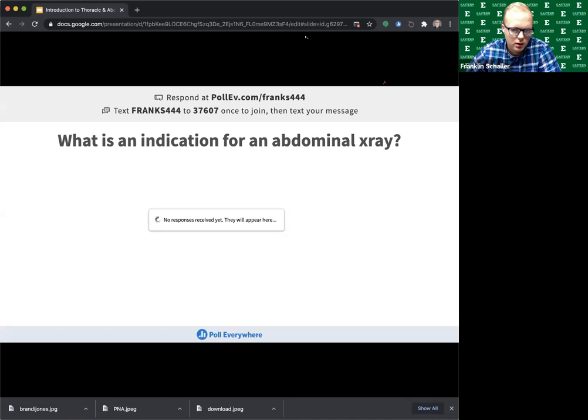I'm not going to get an abdominal x-ray on every patient with abdominal pain, but there might be some scenarios where I will.